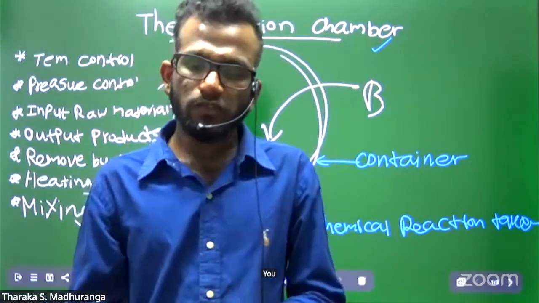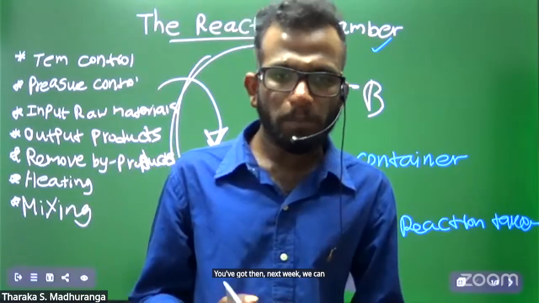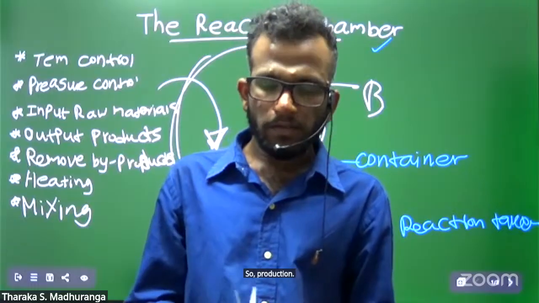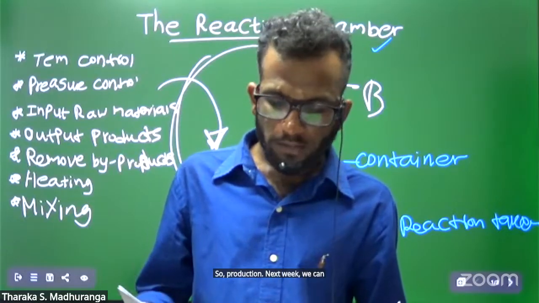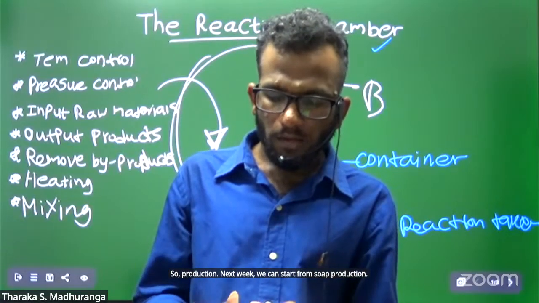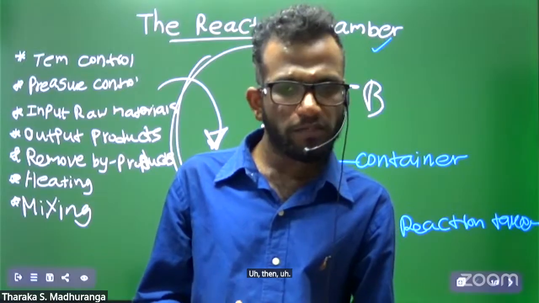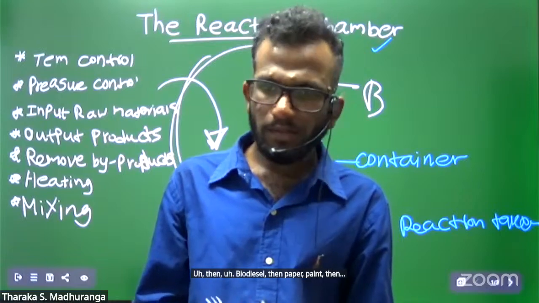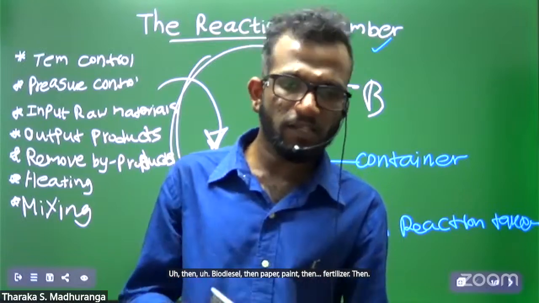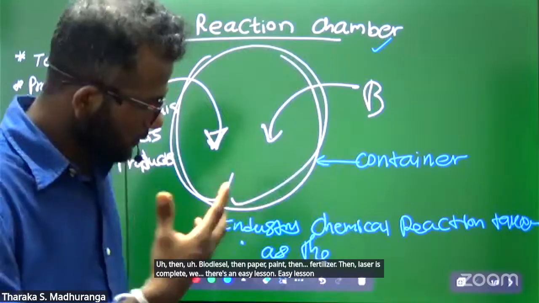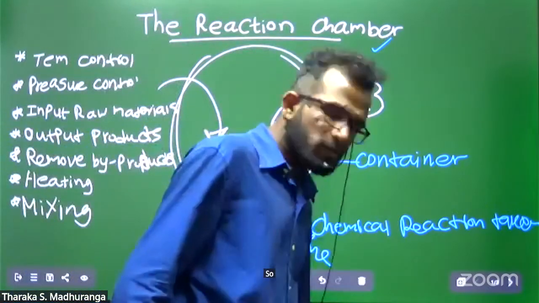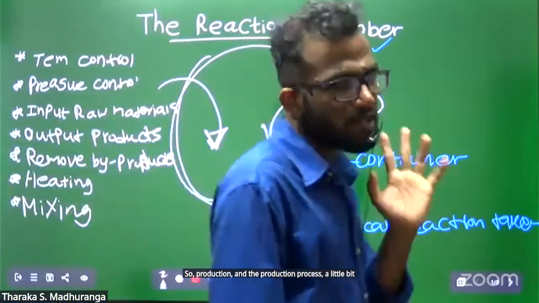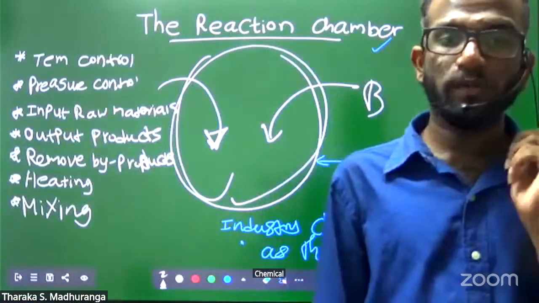Next week we can start from soap production. Then biodiesel, then paper, then paint, then fertilizer. Then the lesson is complete. This is an easy lesson. But in soap production and the production process, a few chemical reactions come up. You need to remember those chemical reactions.